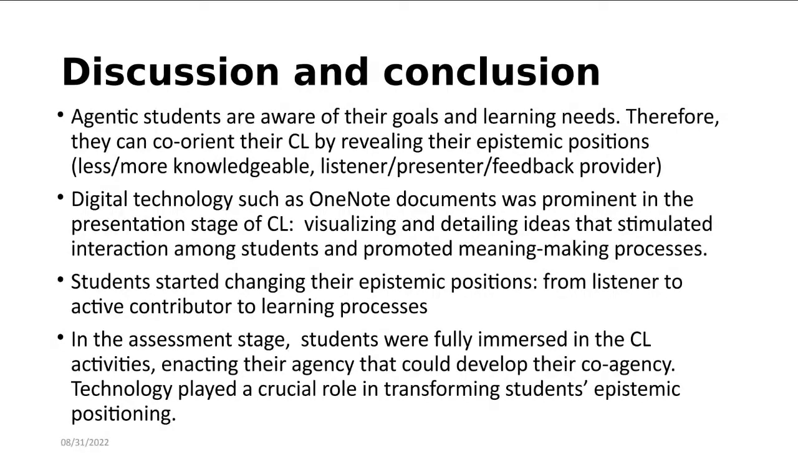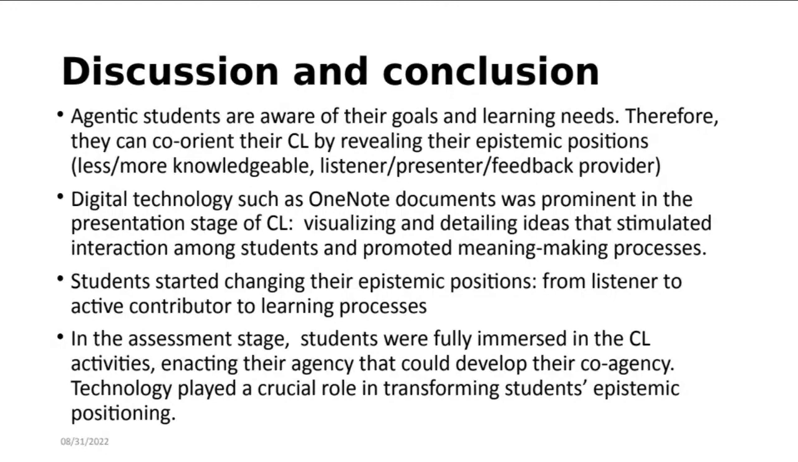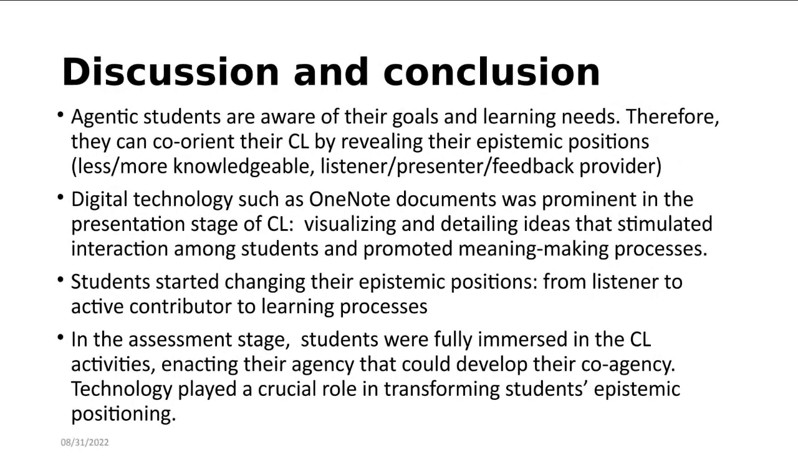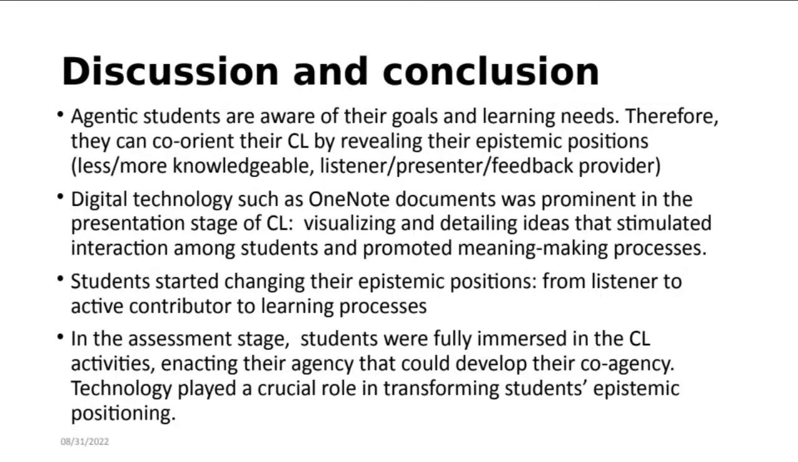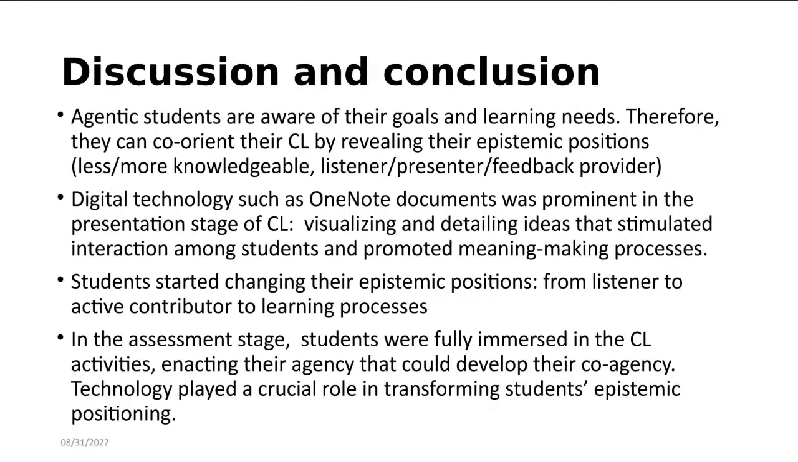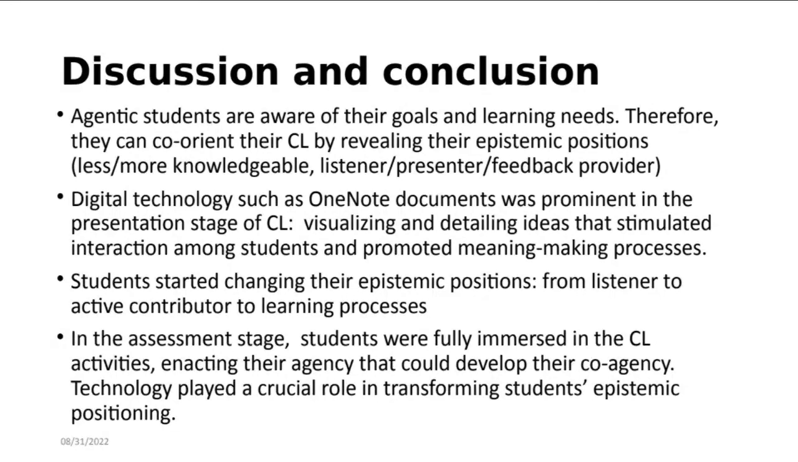From the second stage, in the assessment stage, what happened is that they were fully immersed in the learning process and enacting agency that could develop their co-agency. Agency means they are very curious and asking questions. That means they are attempting to know how to engage or how to make sense of those things. So that is understood as the concept of agency here. Enacting agency could also lead to developing co-agency. We develop our agency together when we engage in learning. So technology can play a crucial role in transforming students' epistemic positioning. A technological tool could mediate in transforming our position from being passive to being active.